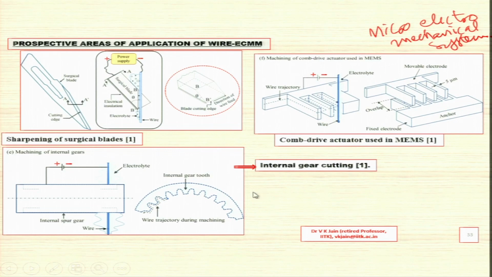Internal gear cutting, that is shown over here. You can make internal as well as external gears. So internal gear cutting is taking place. Here is the wire trajectory during machining. The wire is moving like this and cutting the teeth, internal gear teeth are there, and you can see over here the workpiece is made as anode and the tool, or the wire, is made as cathode, and it is cutting a different trajectory on the workpiece.